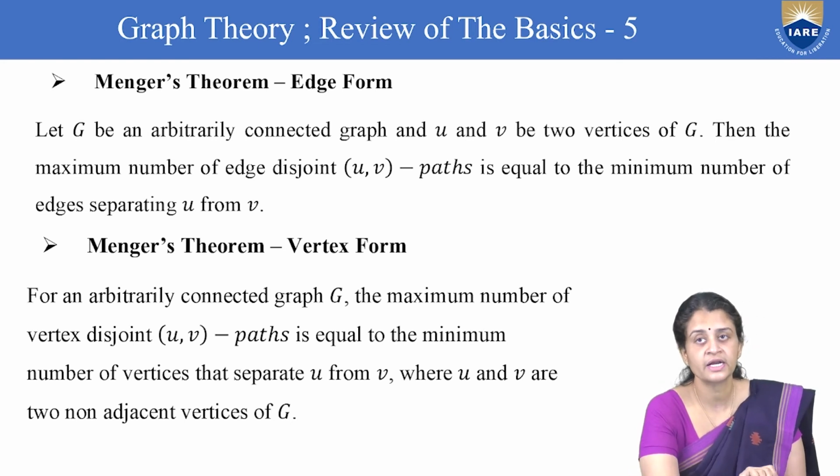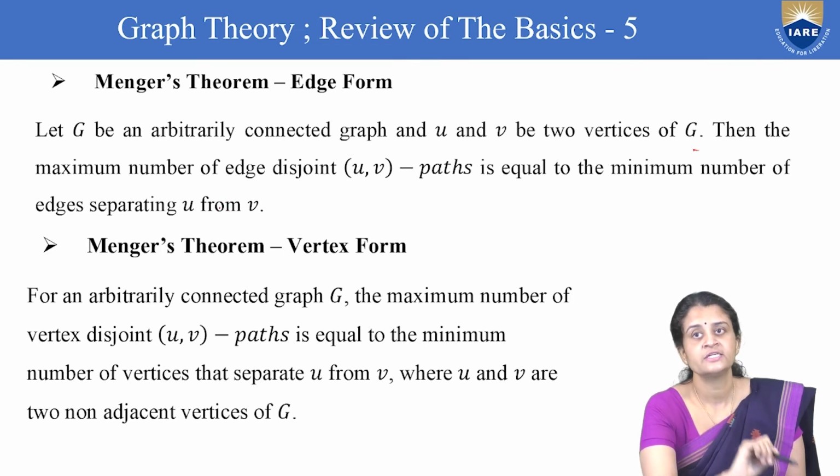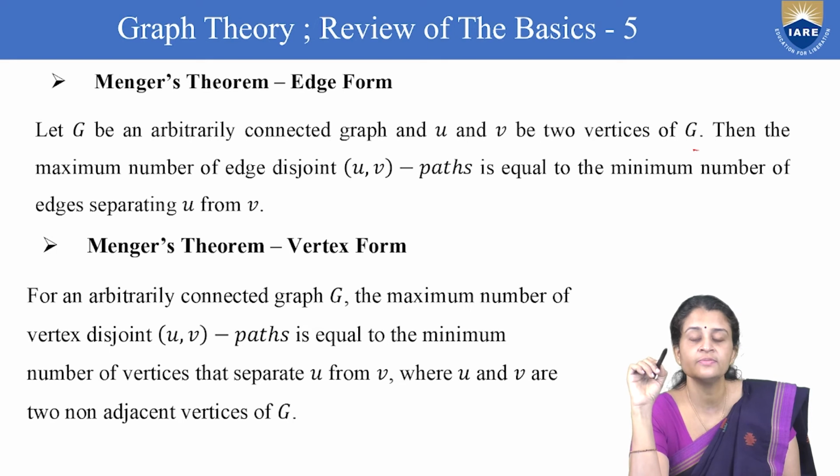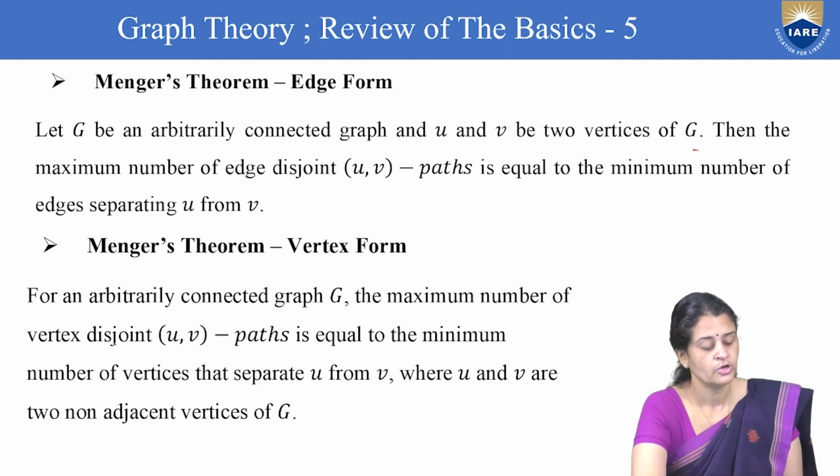Let G be an arbitrary connected graph and U and V be two vertices of G. The maximum number of edge-disjoint UV paths is equal to the minimum number of edges separating U from V. That is, the maximum number of UV paths equals the minimum edge connectivity of U and V. Then Menger's theorem in vertex form: for an arbitrary connected graph G, the maximum number of vertex-disjoint UV paths is equal to the minimum number of vertices that separate U from V, where U and V are non-adjacent vertices of G.